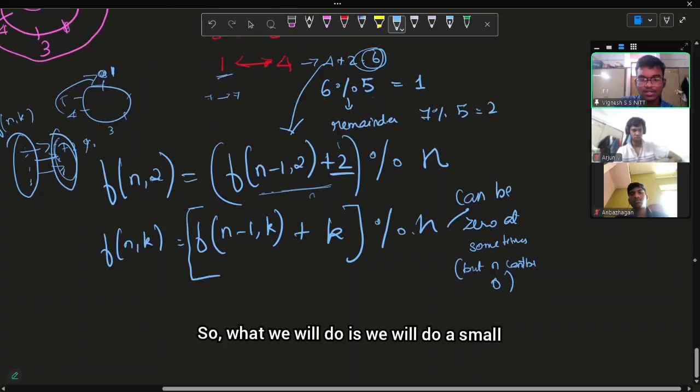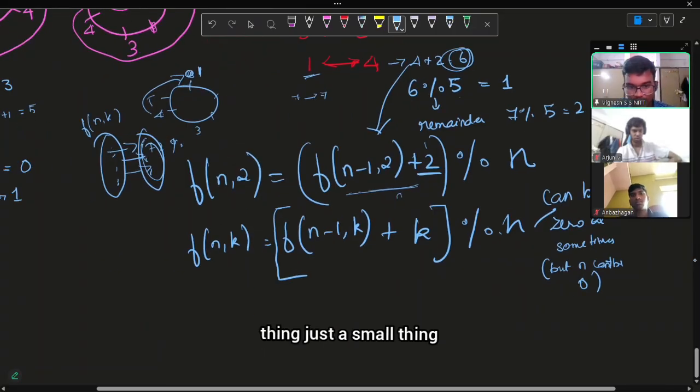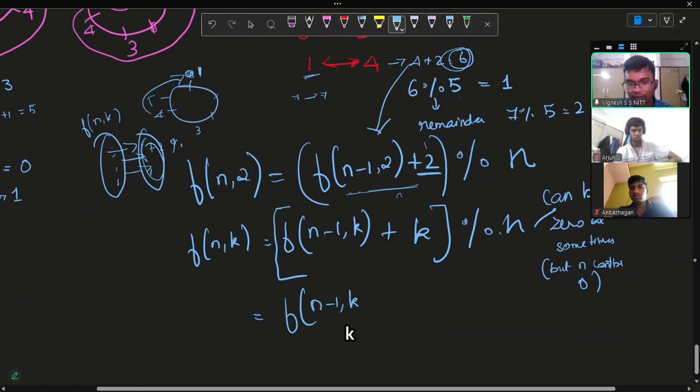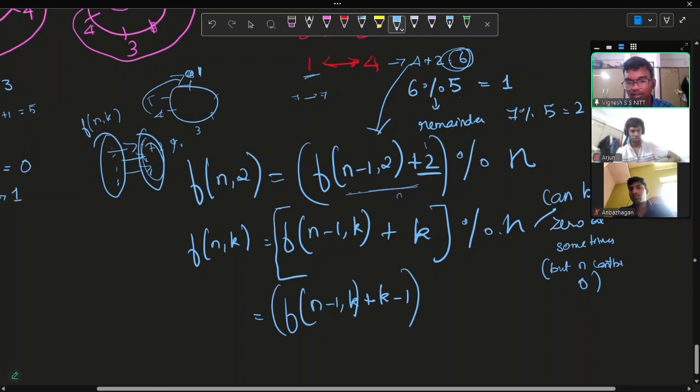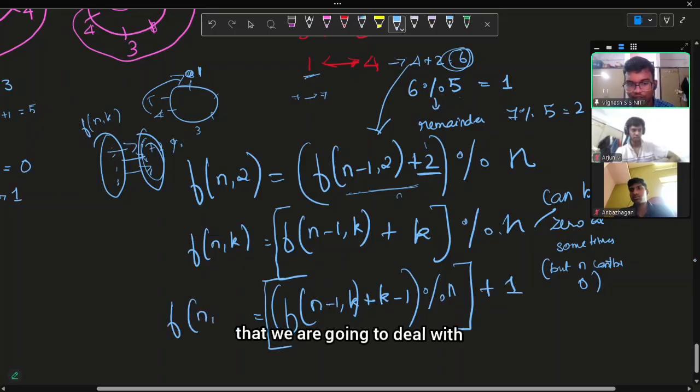So what we will do is a small thing. What is it? f of n minus 1, k plus k minus 1, and then modulo n, the larger operation, you will do modulo with that and then you will add plus 1. That is the equation that we are going to deal with.